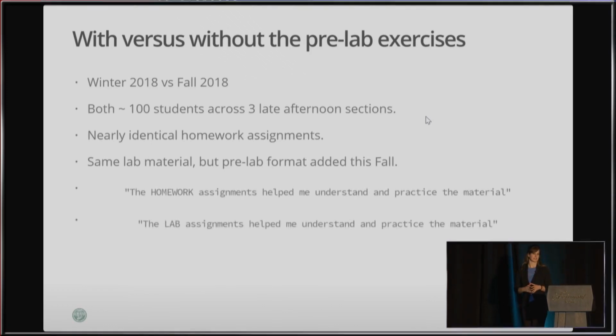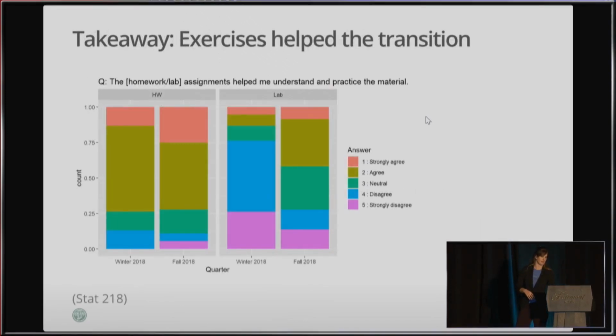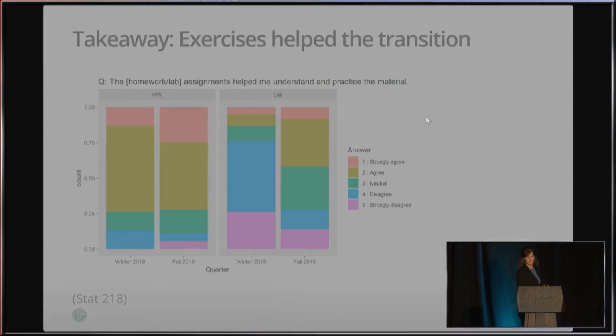And so I asked them 2 questions. Halfway through the quarter, I asked them how much the homework assignments helped and how much the lab assignments helped. And what we found was not a huge change in the homework from winter to fall, which you'd expect. It's the same homework. But the lab assignments, if you see here, in the winter, like 3/4 of my class hated them or didn't think they were useful. And in the fall, most of the class did think they were useful, or at least felt neutral. So I think that is maybe attributable to these exercises.